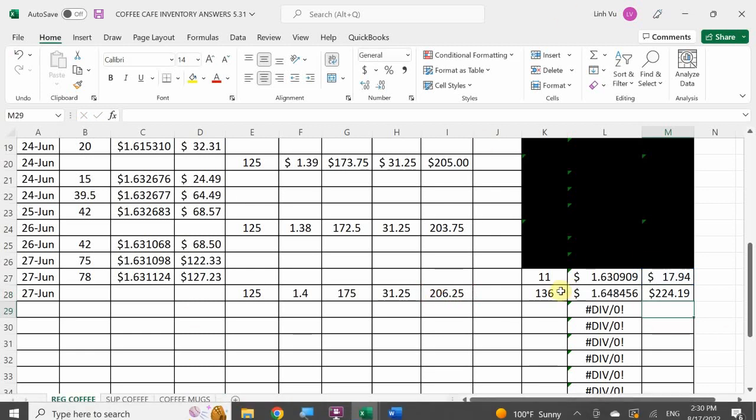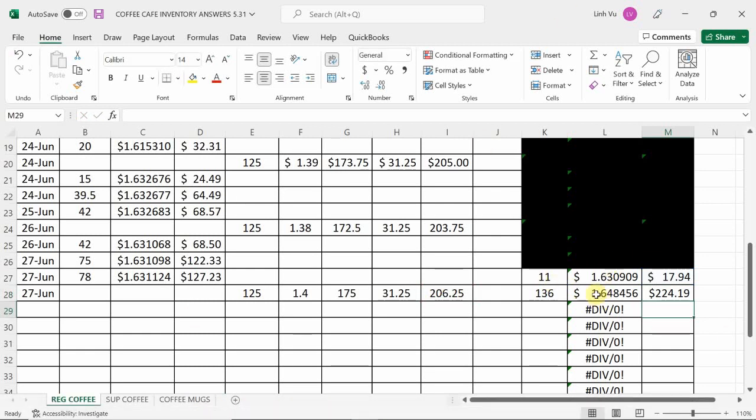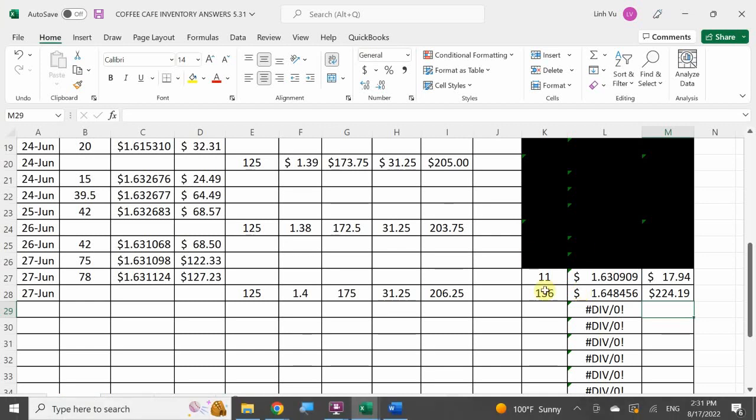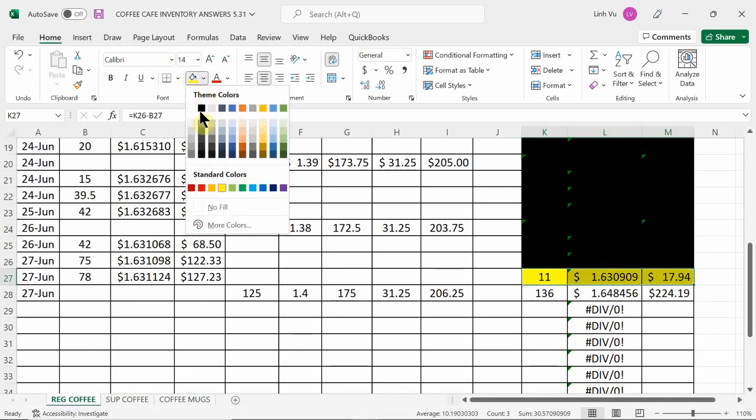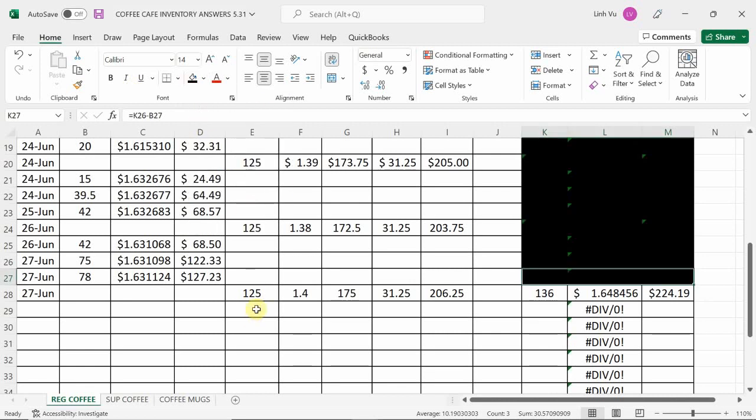To get 22419, which is correct. It matches the inventory worksheet, and my cost per item has increased because I end up paying 2 more cents per pound of coffee. So therefore it increased to 164. Okay.